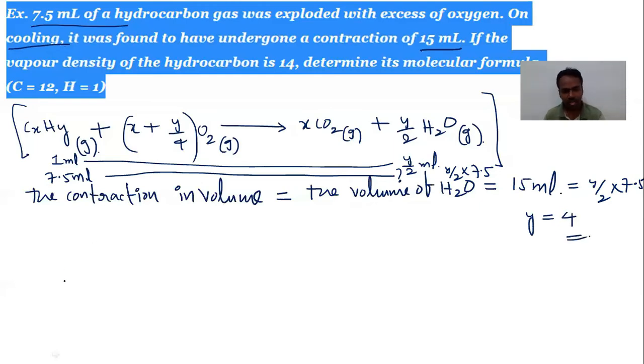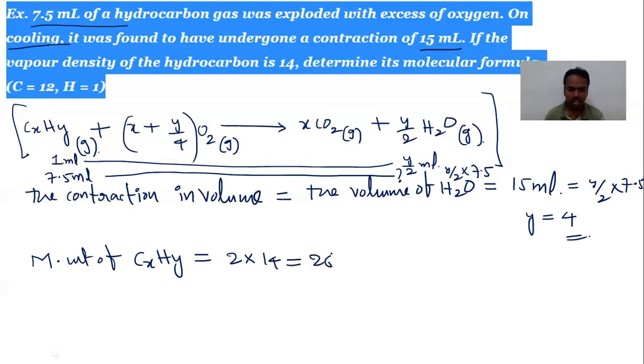Now there is one more parameter, vapor density, given. Molecular weight is equal to 2 into vapor density. Molecular weight of CxHy is equal to 2 into vapor density, which is given as 14. So 14 twos are 28 grams.